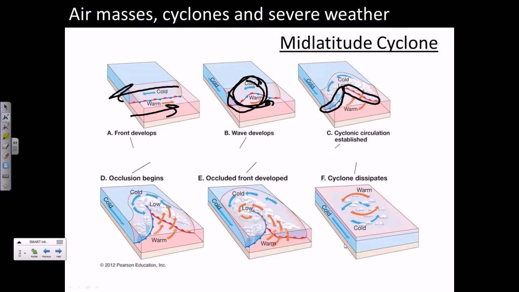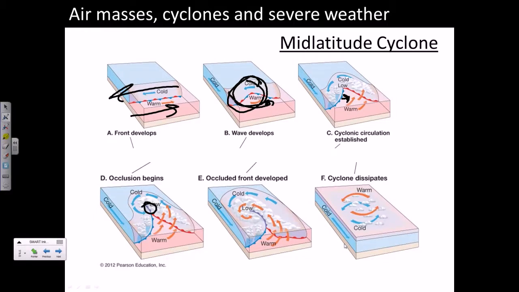Now, I'm going to erase this for a second. As the cold front starts to advance, it's moving a little bit faster than the warm front, right, off to the right, or typically in our neck of the woods here, to the east. Okay, as it advances, what it ends up doing is catching up with the warm front. So the cold front catches up with the warm front and creates an occluded front that's down here.